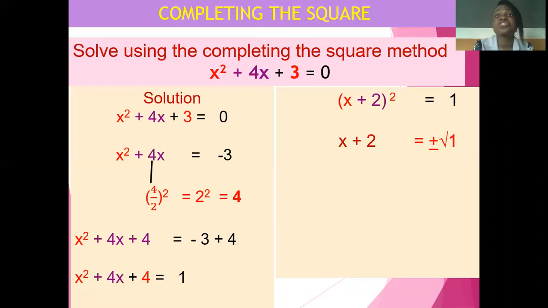We are used to just taking the positive component because that's what we usually need most times. But that doesn't negate the fact that it actually has 2 components, which are the positive one and the negative one. So in this method, you have to indicate plus or minus when you're finding square root. So plus or minus square root of 1 now.